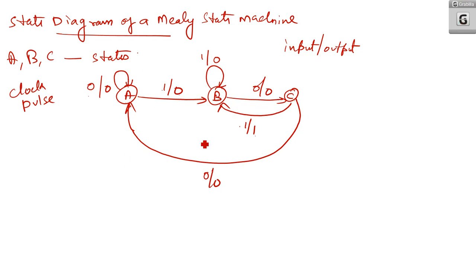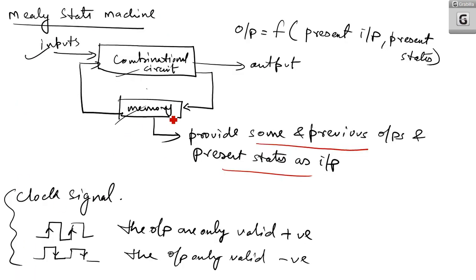Here C is the state. If C is the state and 0 is the input, then my output is 0 and it will come back to A. So this is basically a state machine. Okay. So this 1 bar 0 means input is 1 and output is 0. Okay, here what is A? A, B and C are defined in memory. A, B and C are the states of the memory.